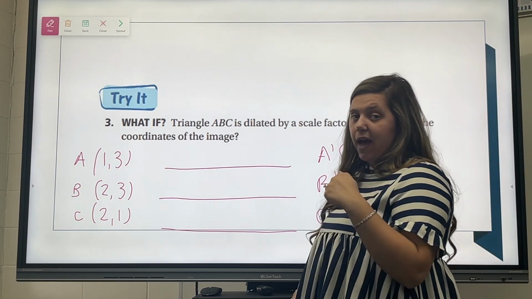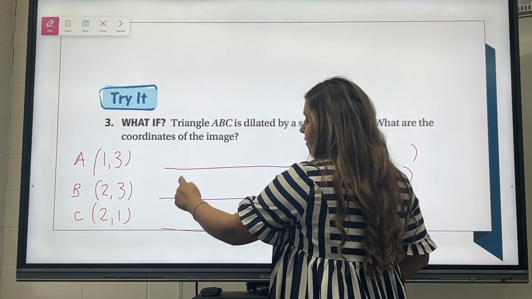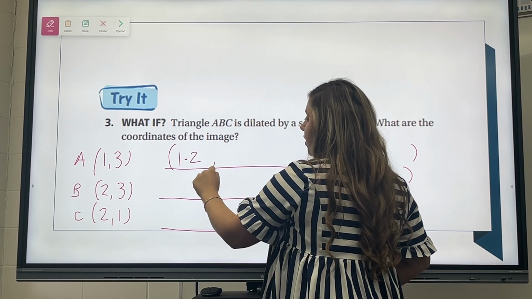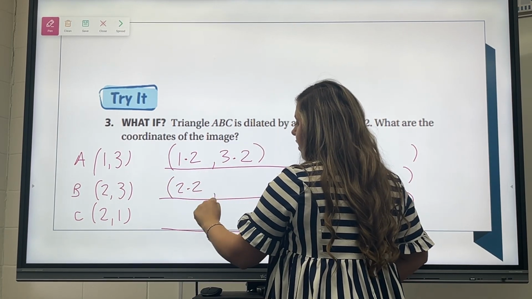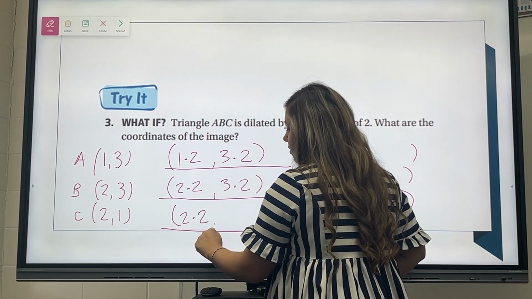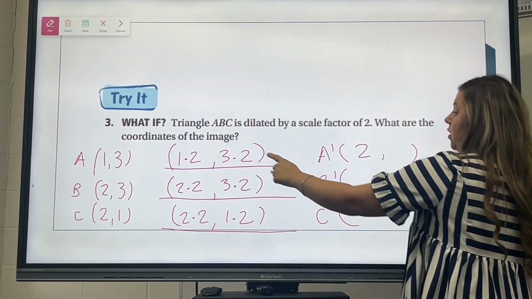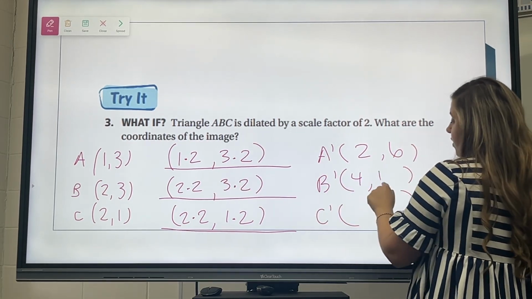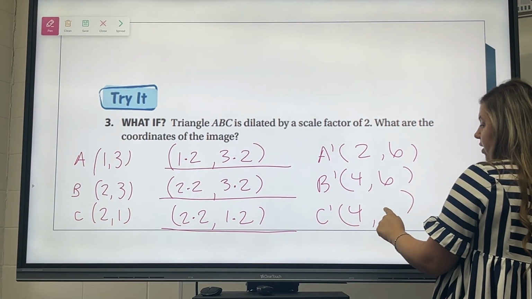All right, so if you're coming back from pausing, you should be multiplying every single point by 2. So we've got 1 times 2 and 3 times 2. Then we've got 2 times 2 and 3 times 2. And then we've got another 2 times 2 and 1 times 2. And we get our new points. 1 times 2 is 2. 3 times 2 is 6. 2 times 2 is 4. 3 times 2 is 6. 2 times 2 is 4. And 1 times 2 is 2.